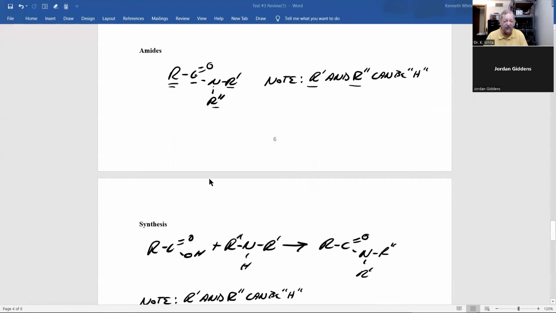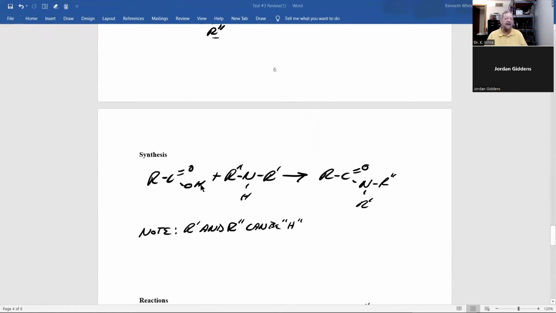All right, now, how do you make an amide? You take a carboxylic acid, react it with either ammonia, that's when R prime and R double prime are both hydrogen, or a primary or secondary amine. And remember, R prime and R double prime can be hydrogen, and you get an amide.